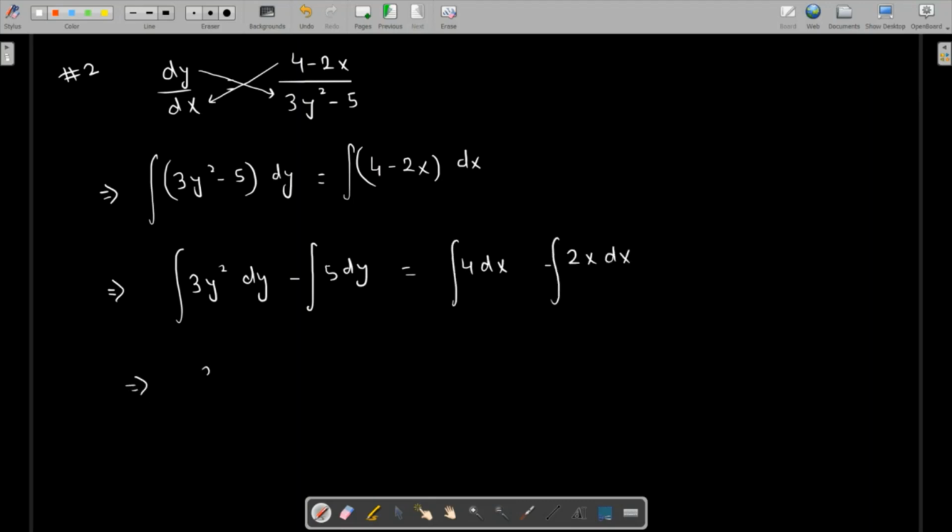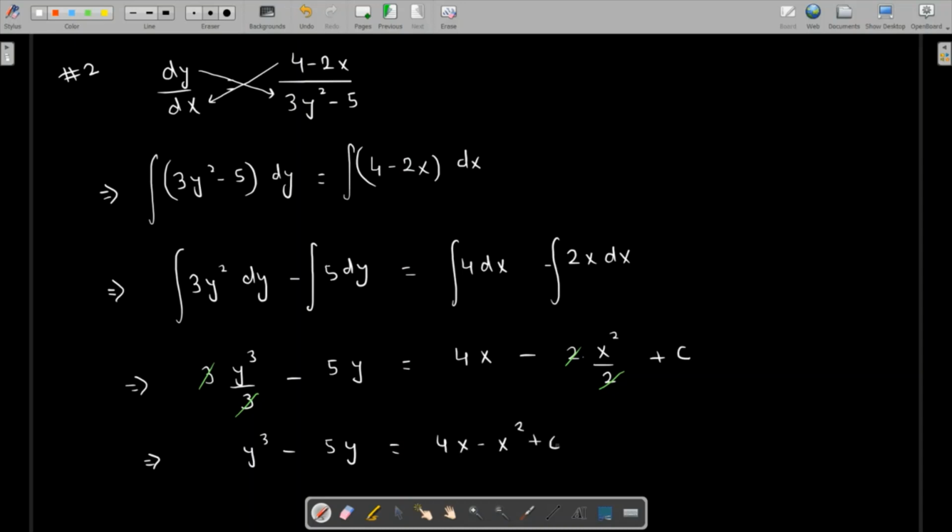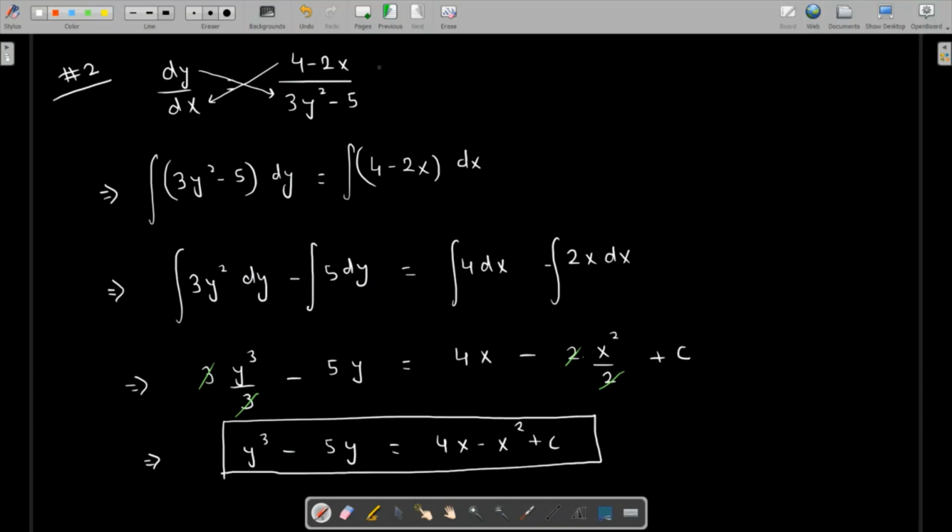I'm going to integrate all the sides. So integral of y square is y cubed over 3. Integral of dy is just y. Integral of dx is just x, and the constants just remain outside. And integral of x is x square over 2, and then we have a constant of integral as well. So this 3 and 3 get cancelled, this 2 and 2 get cancelled, and what we are left with is y cubed minus 5y is equal to 4x minus x square plus the constant of integral c, which is the final solution of this particular equation.